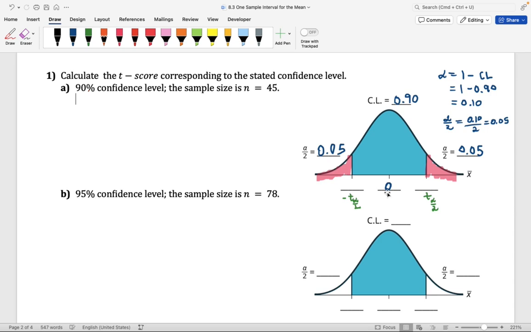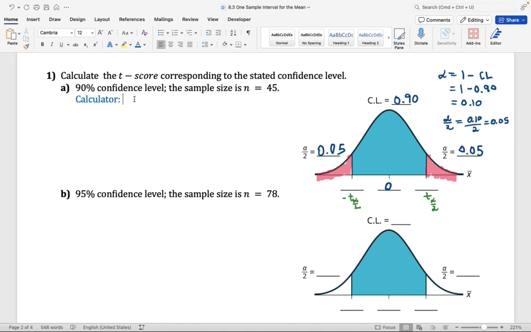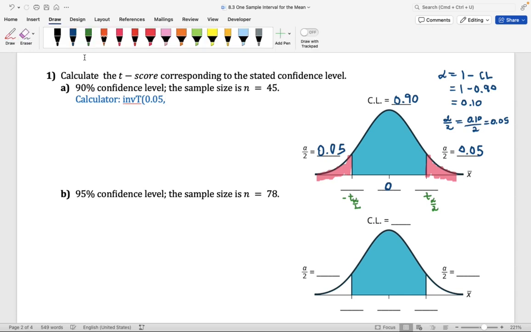If you're using a calculator, you're going to use the distribution invT. The distribution is going to ask you for the area to the left of the t-score you're trying to find. The area to the left of the t-score you're trying to find is always going to be alpha divided by 2. In our case, the area is 0.05. Your calculator is also going to ask you for the degrees of freedom. The degrees of freedom is always going to be n, the sample size, minus 1. So here the sample size is 45. We subtract 1, we get 44. Okay? So that is what you're going to be entering on your calculator.